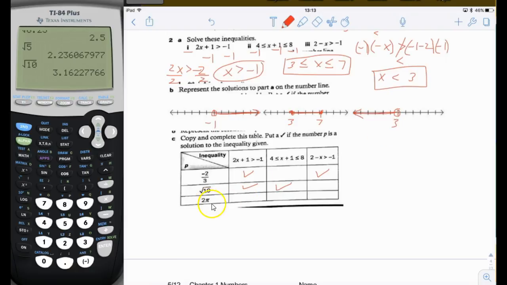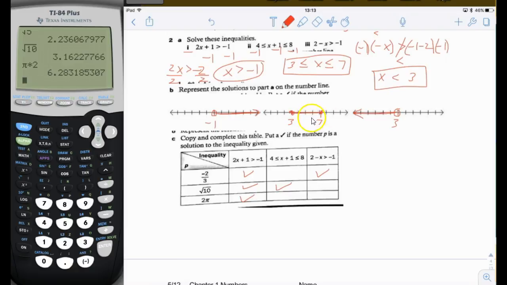And then what about 2 pi? 2 pi, remember, is about 3.14 times 2, which is about 6.28, and we can get a more accurate number by doing pi times 2. It'll give us 6.28 blah, blah, blah. So is 6.28 in this interval? Yeah, all positive numbers are in this interval. So yes, it is. What about this interval?